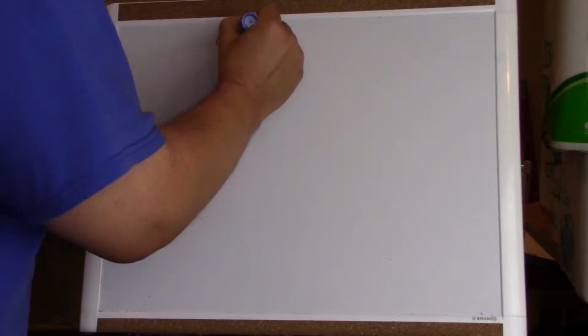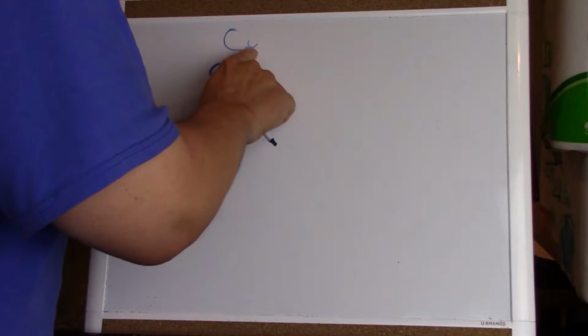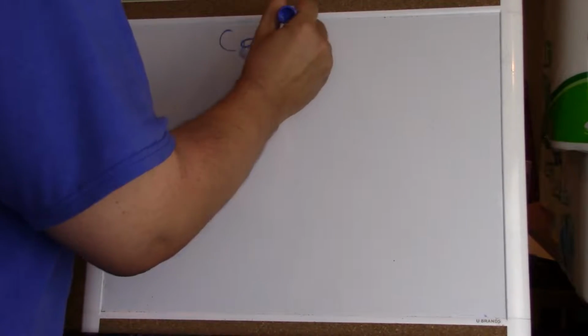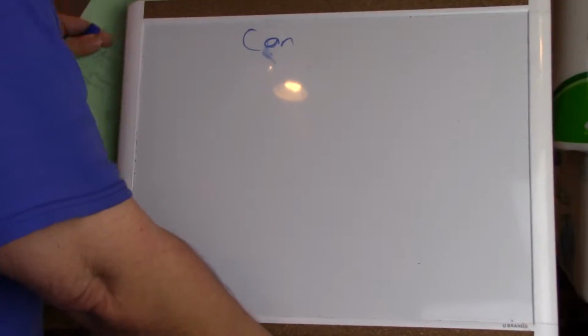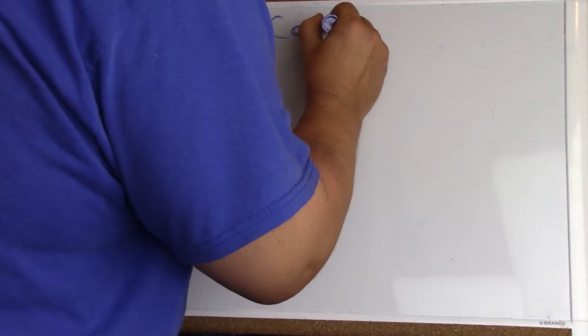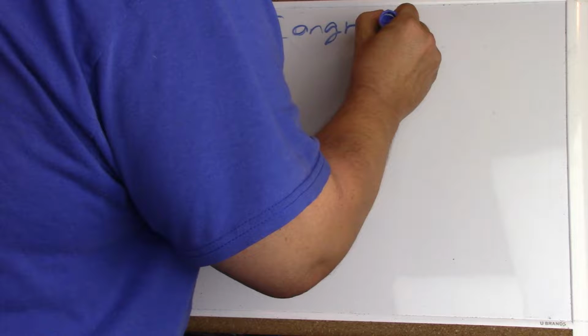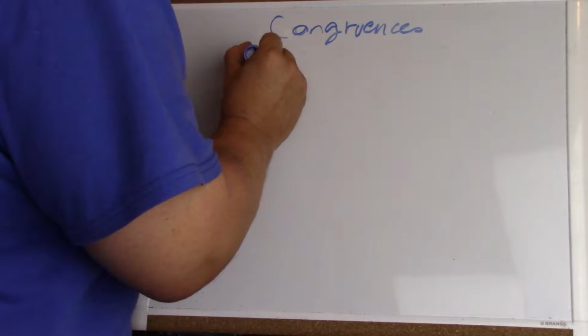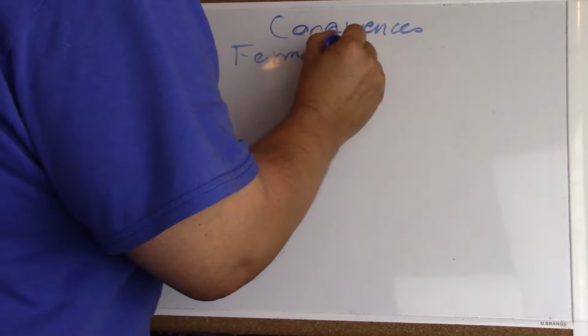I'm going to go over some congruences and Fermat's little theorem. If I can get my ESO not to collapse on me. Congruences, and then Fermat's little theorem.